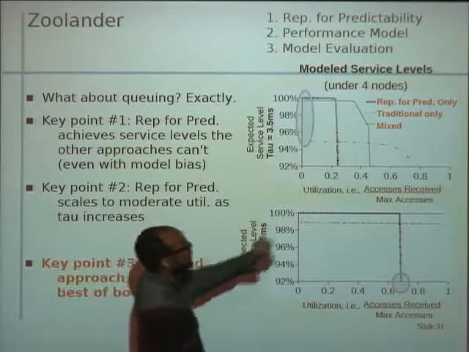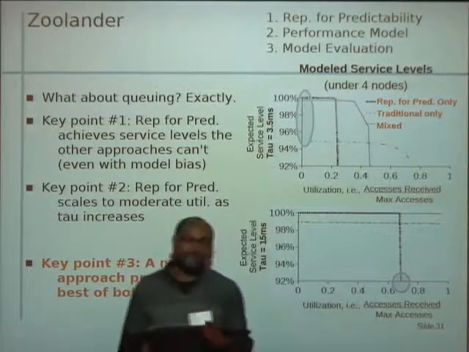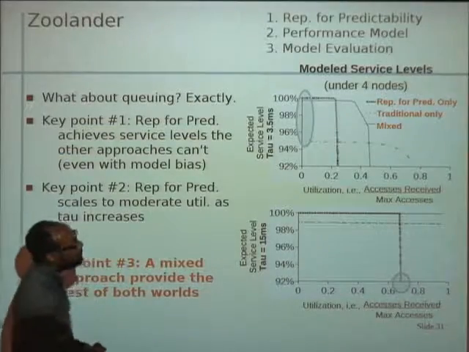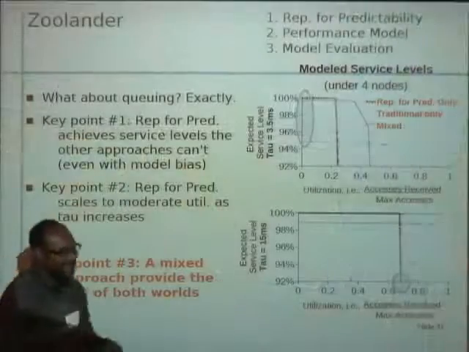And then we compare what we're claiming, what we really want to move people toward doing, or what we're doing in my group, and it's working pretty well, is the mixed approach, where we're doing a little bit of both depending on the workload. So the first thing to note is that we really should reconsider replication for predictability in our system design.